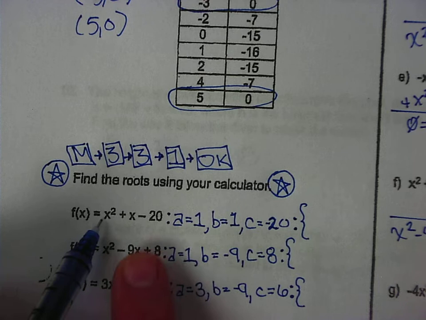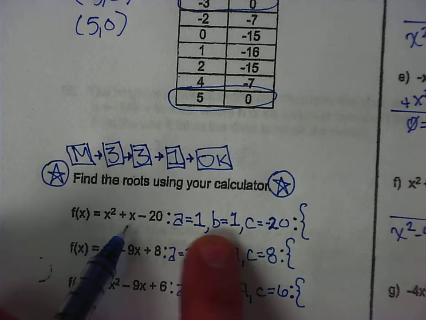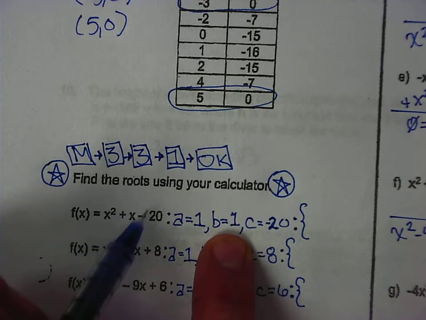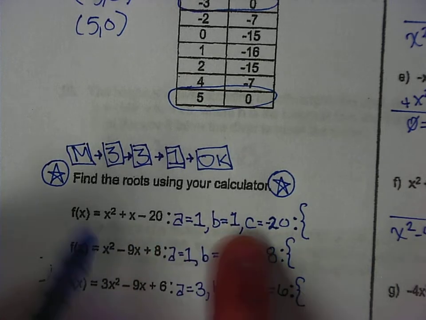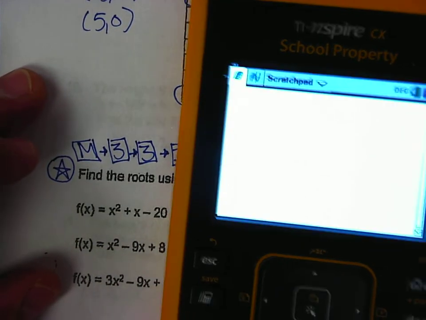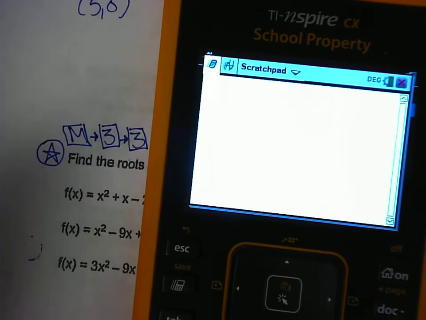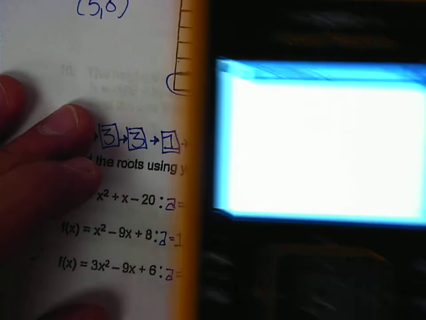Our a coefficient is 1. Our b is also positive 1 because you have a single x. And our c is negative 20. Once I've identified my a, my b, and my c terms, now I can go ahead and in Scratchpad, in the calculation side, not the graphing side, although you could do it that way. Here's today's trick, and I have it written above.